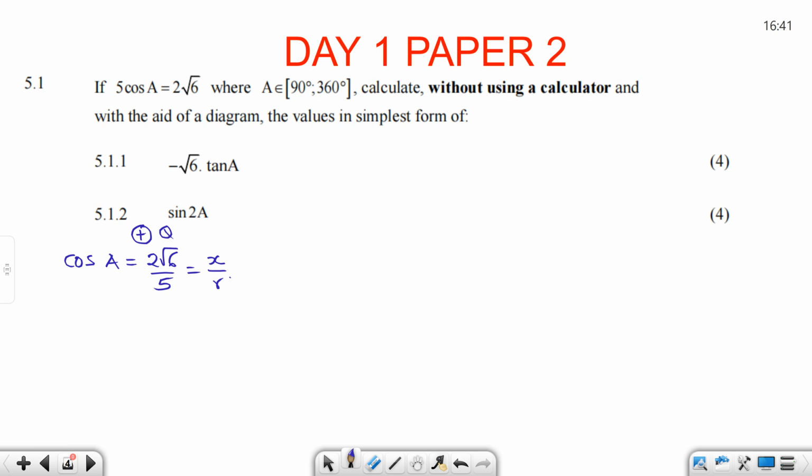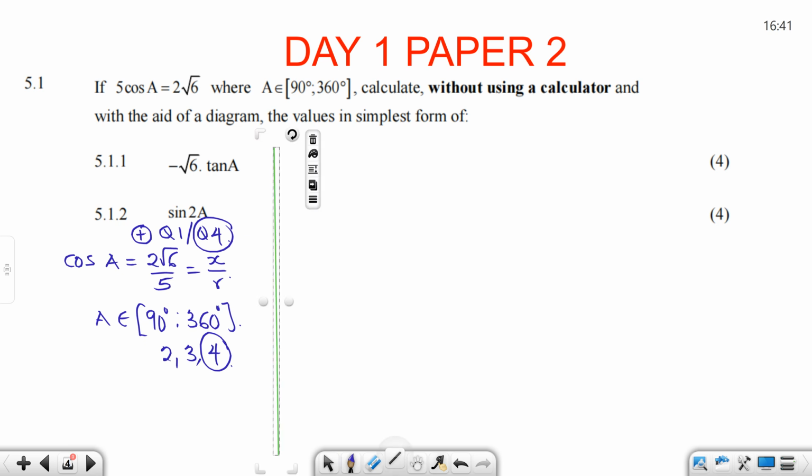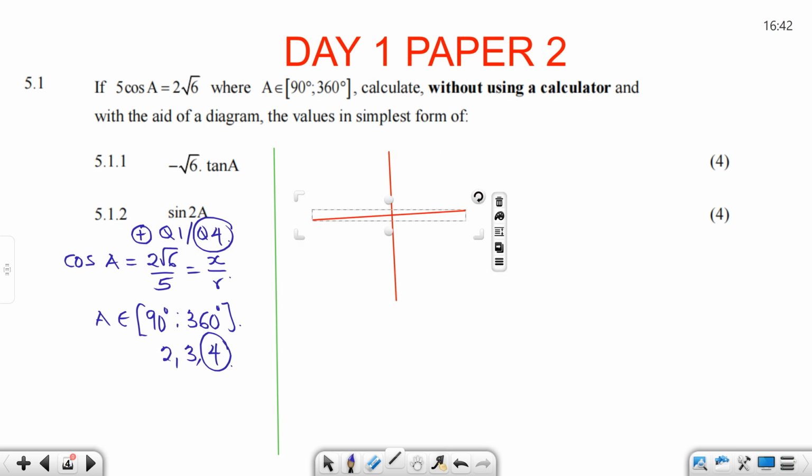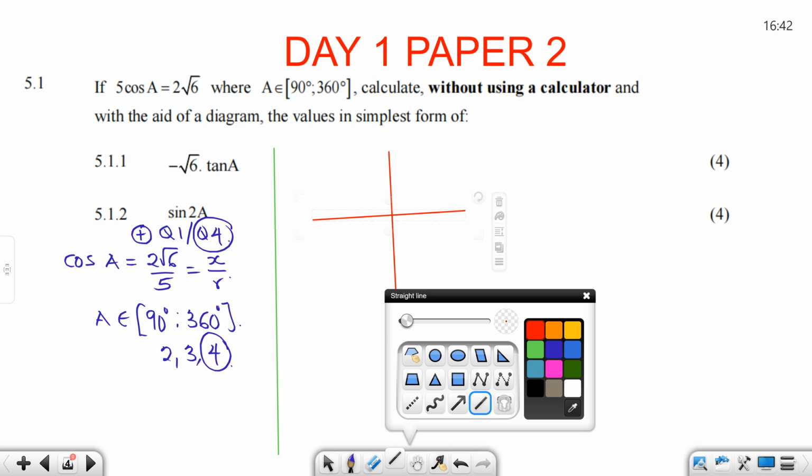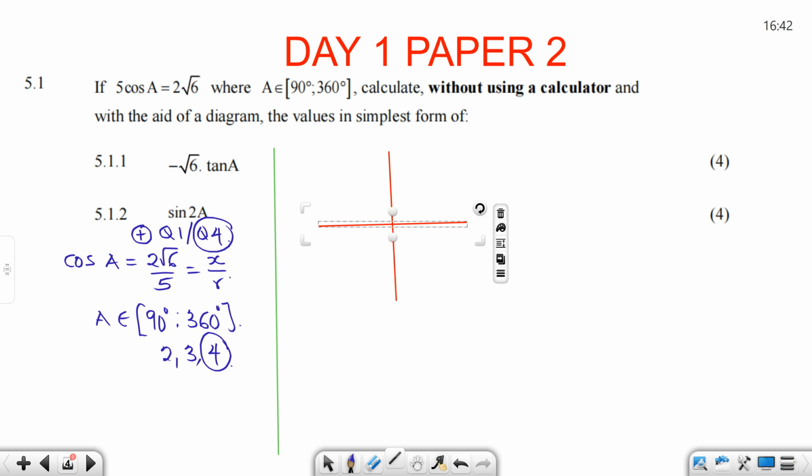Cos being positive, we know we are in quadrant 1 or quadrant 4. But do you notice they gave us A is an element of what? 90 degrees. Which quadrant are we looking at here? 2, 3, and 4. So we are going to stick to 4 because 4 is common in our conditions. It is important to always draw. That diagram is 1 mark. So we already said either quadrant 1 or 4, but we know now that we are in quadrant number 4, because of the restriction of the domain.